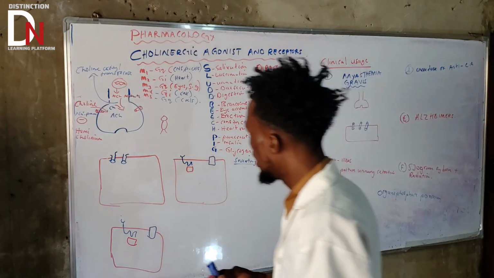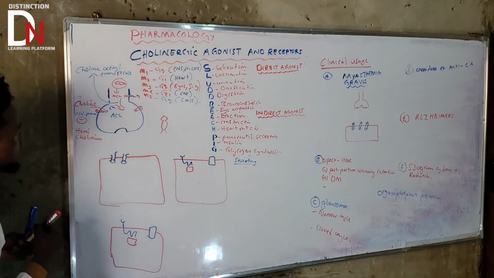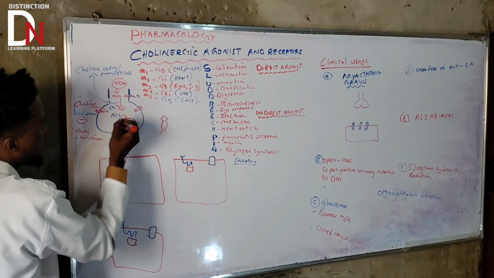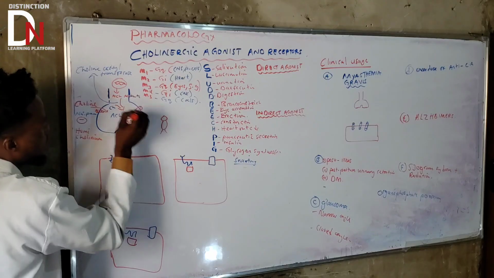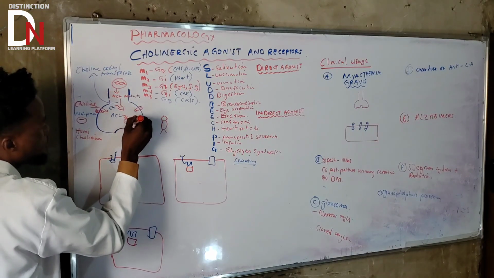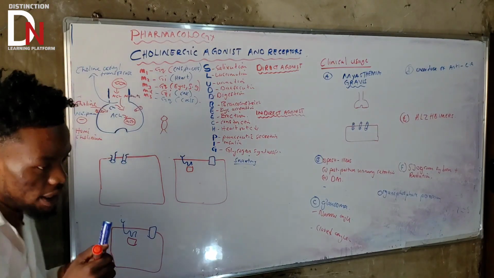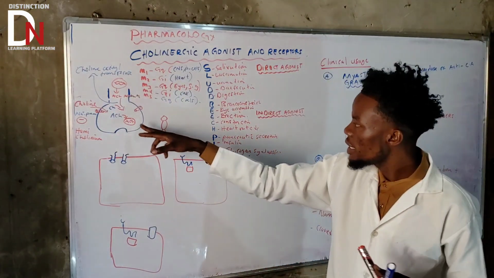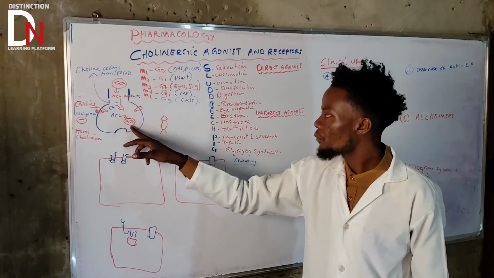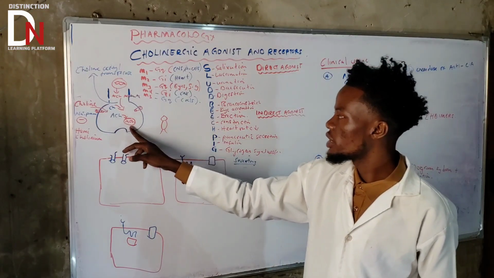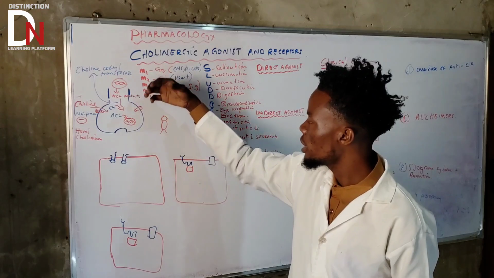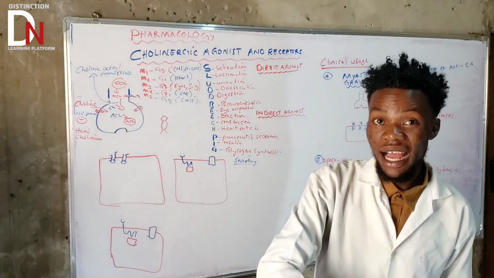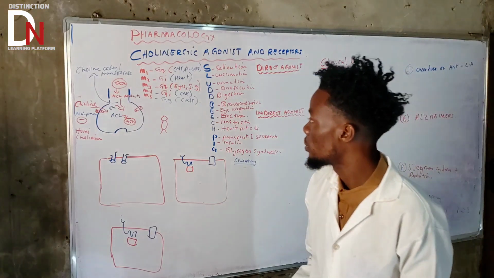Now this acetylcholine that has been synthesized is going to be put into the vesicle inside here. If it is added there, there's a transporter which we call acetylcholine transporter. It's the one that's going to make sure that the acetylcholine inside the vesicle is transported near the axonal terminal.